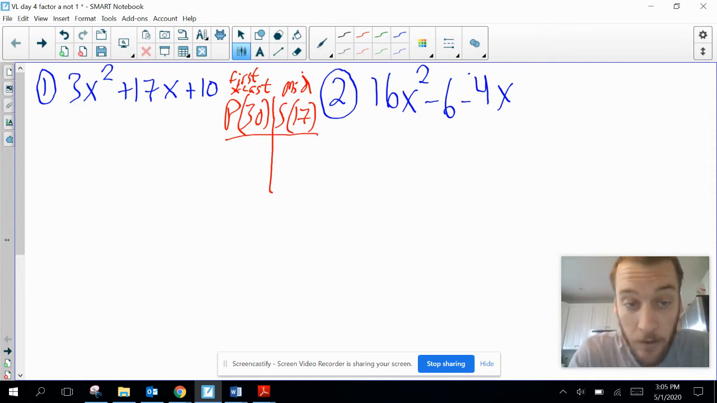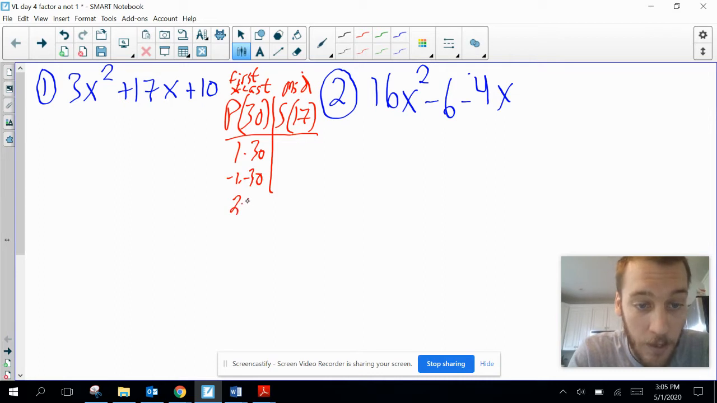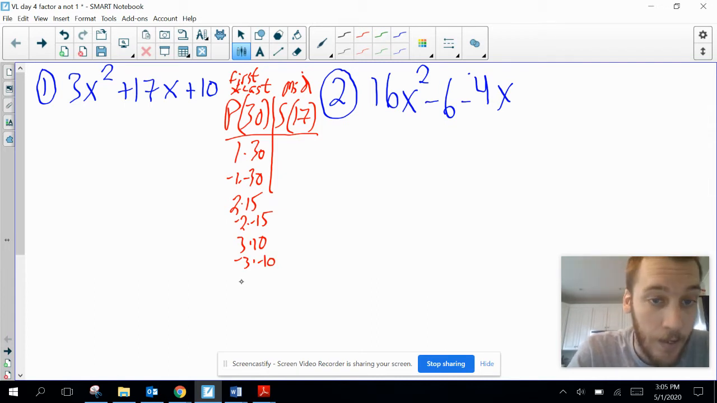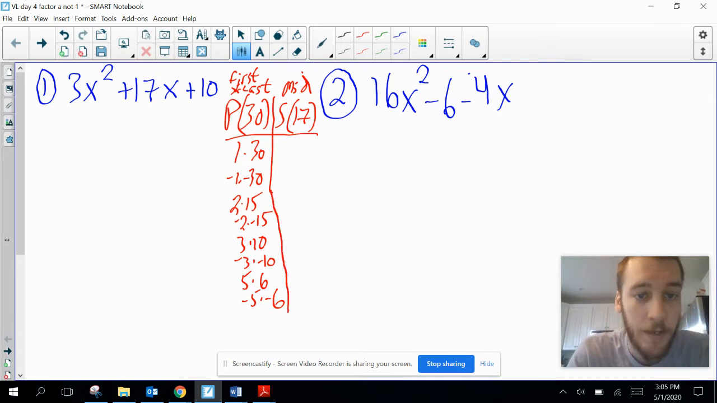If you can't figure it out, you can just write down all the possible ways to get 30. So we got 1 times 30, negative 1 times negative 30. We got 2 times 15, negative 2 times negative 15. We got 3 times 10, negative 3 times negative 10. I know you already saw the answer. And we've got, what's the last one? 5 and 6, and negative 5 and negative 6. So of all the possible ways to multiply to get 30, only one of them is going to also add to be 17. That's this one right here. So 2 times 15 is 30, and 2 plus 15 is 17.